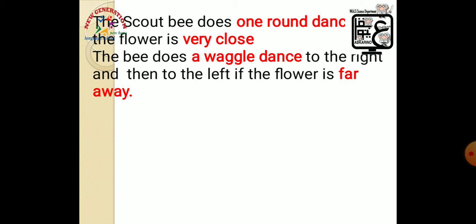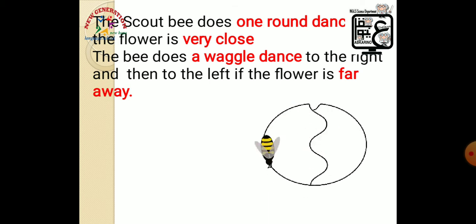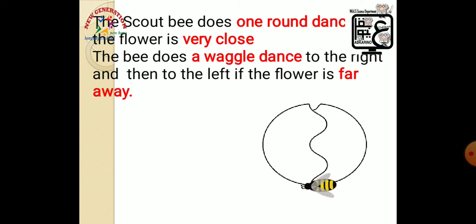Do you know, my friend, that the scout bee does one round dance if the flower is very close? The bee does a waggle dance to the right and then to the left, as you see in this picture, if the flower is far away. So again, the bees do a waggle dance to the right and then to the left if the flower is far away.